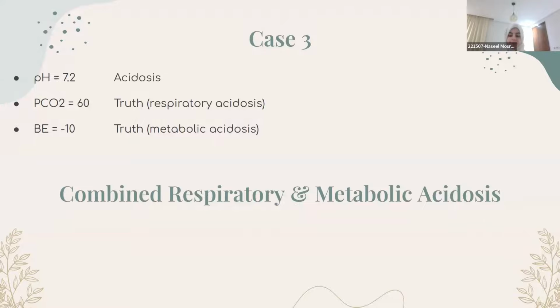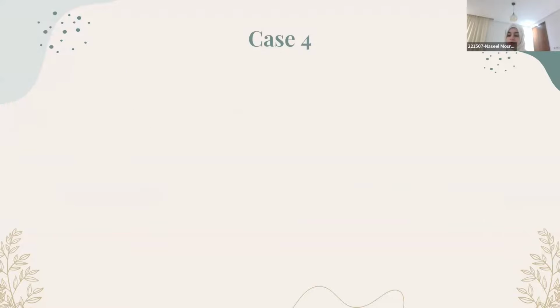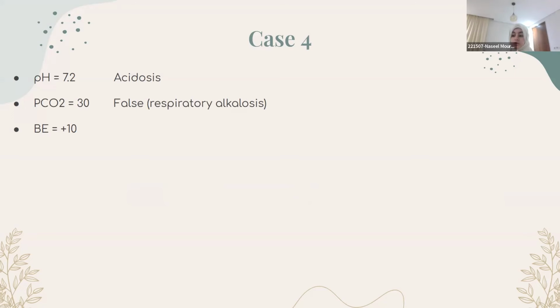Excellent. Okay, case 4. We're having a pH of 7.2, but now the PCO2 is low. It's 30, and your base excess is high. It is 10. Now the pH is acidotic. What about the PCO2? What is it telling me? Is it respiratory acidosis or alkalosis? It is respiratory alkalosis, so it's not telling the truth.